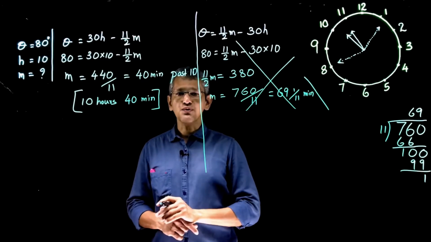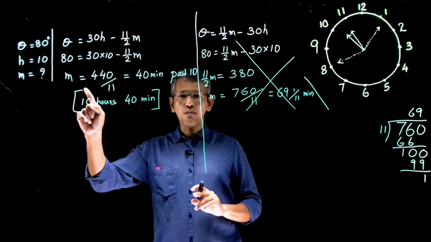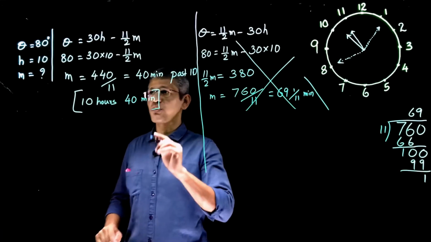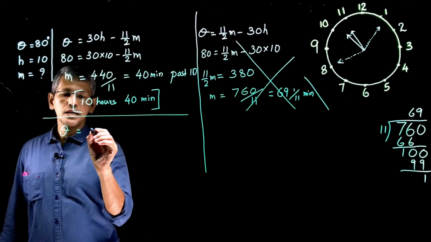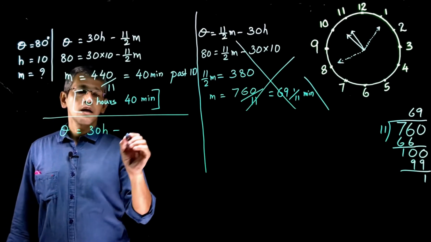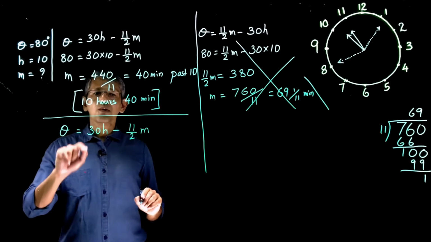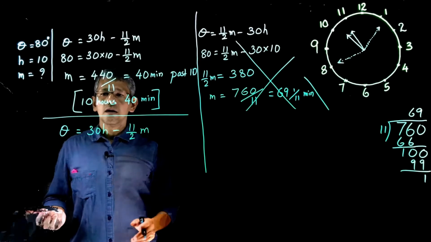So in that kind of situation, what you have to do is use the same formula which has given you the answer. So we'll go back to that formula. What is it? Theta is equal to 30h minus 11 by 2m. And of course, if you use the same formula in the same way, we get the same answer, right? It doesn't help us. We need the second.